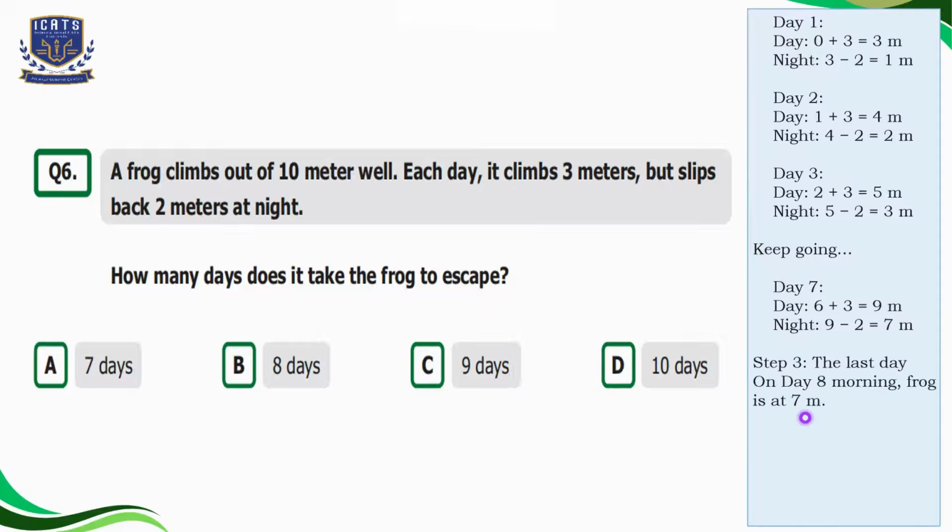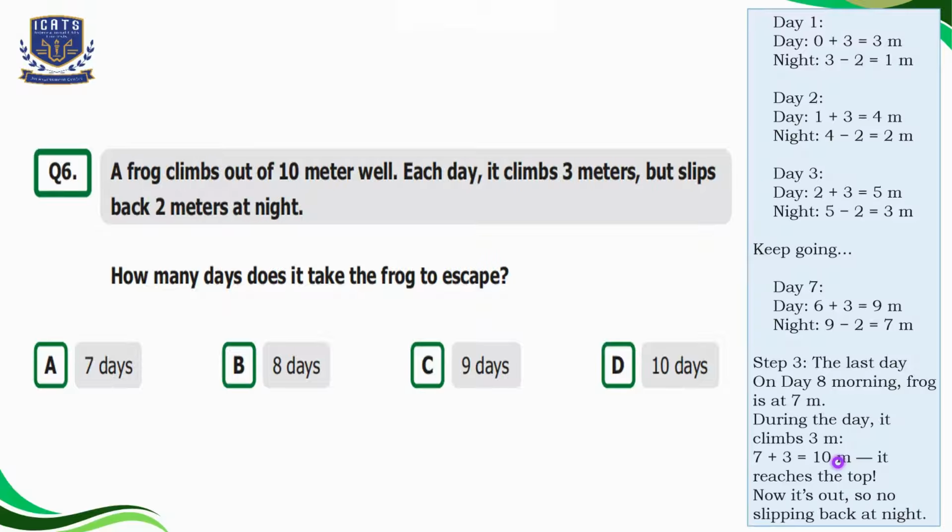So on the last day, on day 8 morning, the frog is at 7 meters. During the day, he will cover 3 meters more. The total will be 10 meters. So it means that he has covered the whole distance. Now he's out, so no slipping back at night. So we'll select option B here. The frog will cover the distance of 10 meters in 8 days, which is our option B.